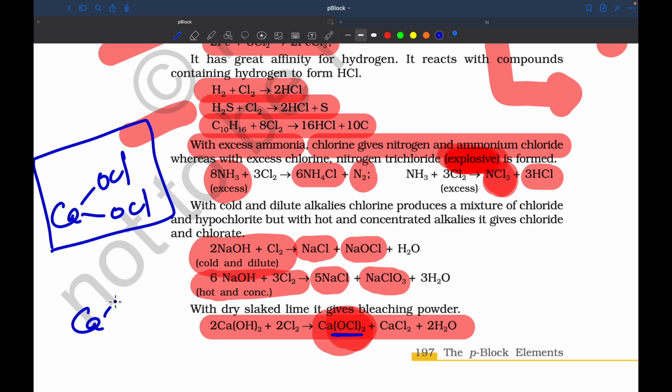But bleaching powder should contain one Cl and one ClO. It should contain this one. So we don't expect this bracket; it should not have been here.